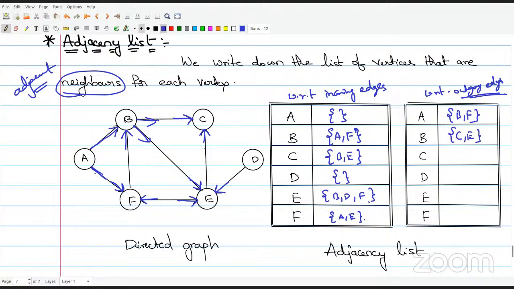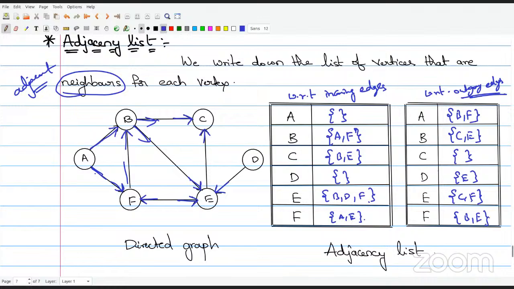For C, there are no outward going edges. Null set. For D, it will be E. There is one edge going outward, so E is a neighbor. And for E, F and C. And finally for F, there are B and E.